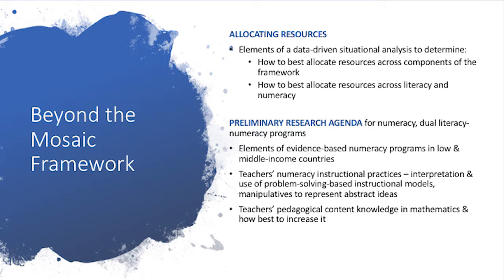What if my program now is going to expand its focus so it has not only literacy but numeracy? How do I determine how to distribute resources across those two? Or if I look at those six components and I know all six are important if I'm going to get the learning gains that I want, how do I determine the level of resources that I should put in each of the components?